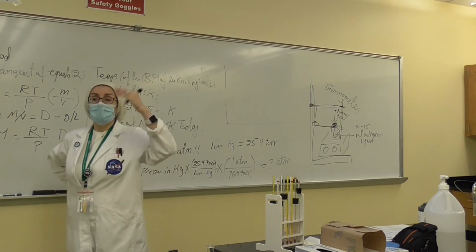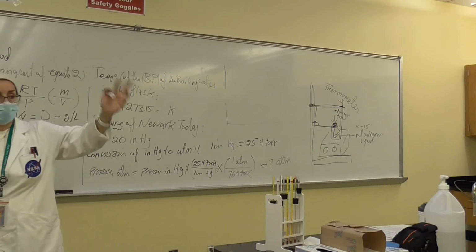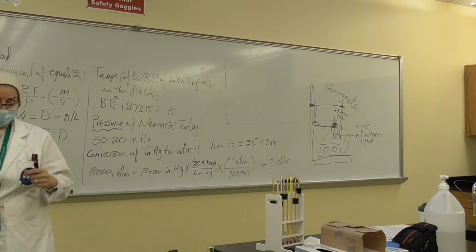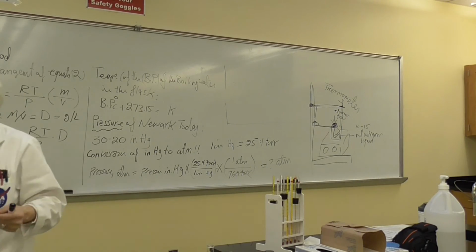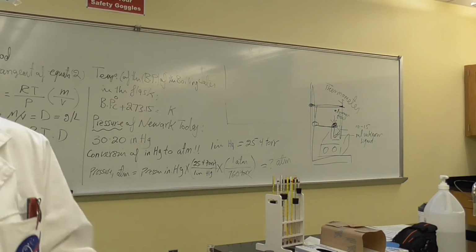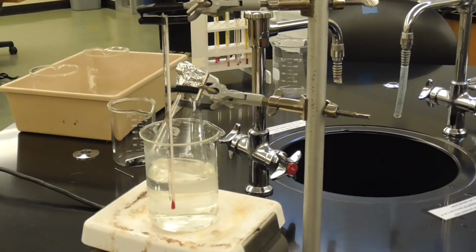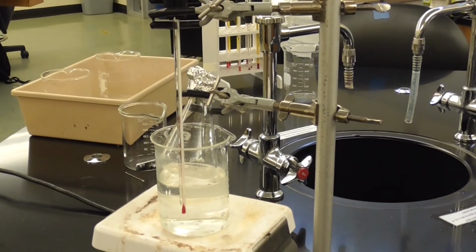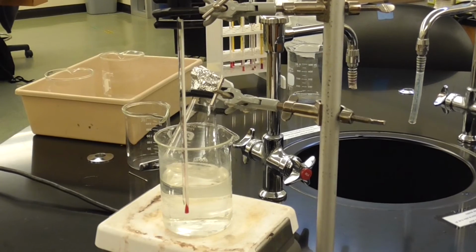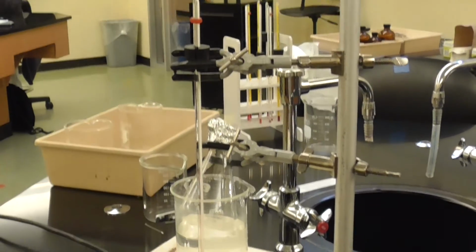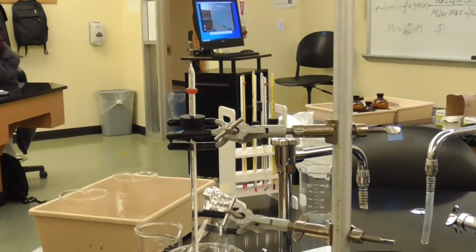I know I will keep going on, and if you have any issue, try to come and ask me, okay? So basically, this is what we are going to do today. This is the apparatus that we are going to use for today's experiment, the measurement of the molar mass of an unknown volatile liquid. So as you can see, this is how we set it up.